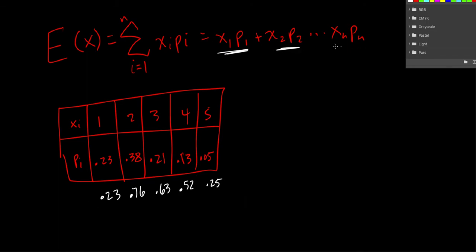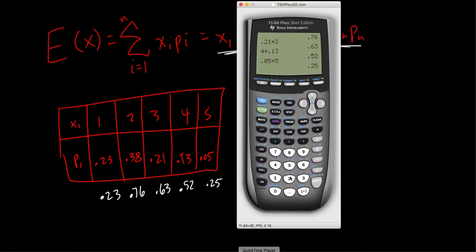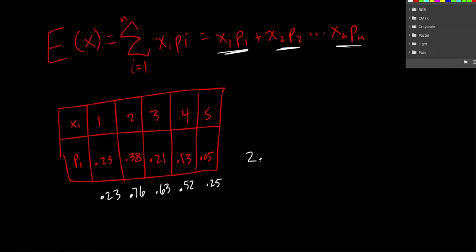So we found this, this, and this. Now we just need to add all those together. So we get 0.23 plus 0.76 plus 0.63 plus 0.52 plus 0.25, and we get 2.39. So that's the expected value. Obviously we can't get 2.39, but this is basically the average number of magazines that people buy. It's still most likely that they'll buy 2, because if we had to round to either 2 or 3, we would round to 2.